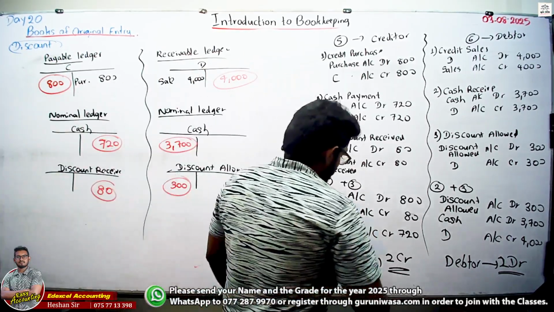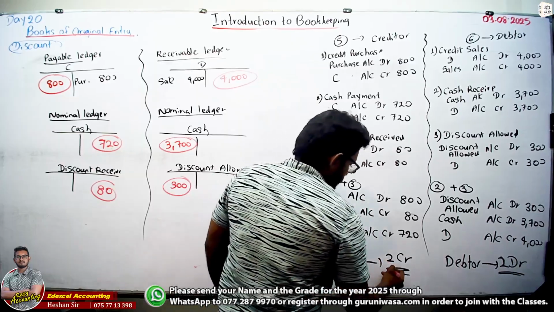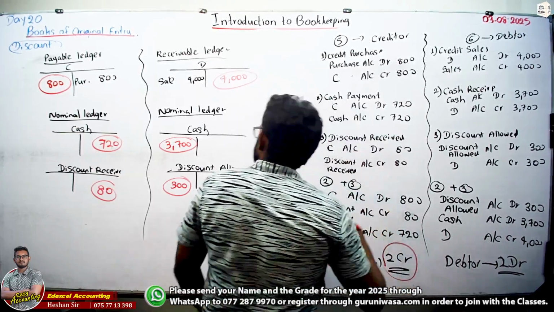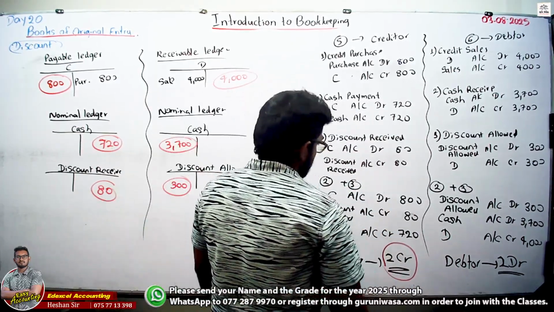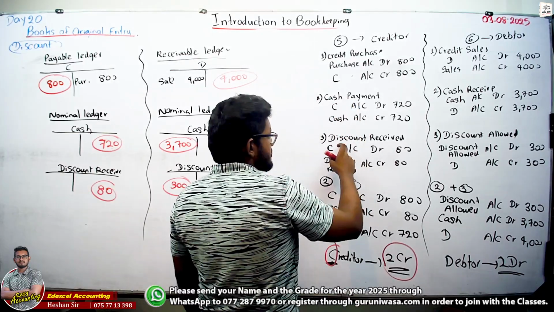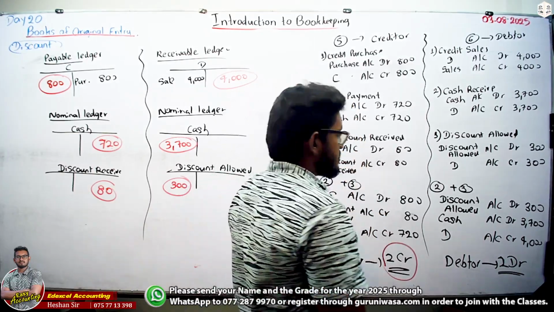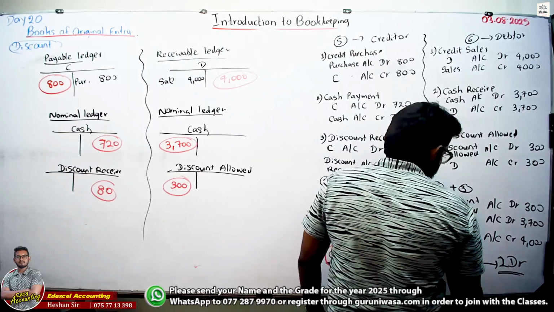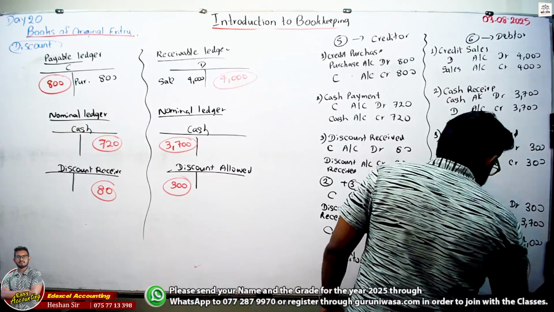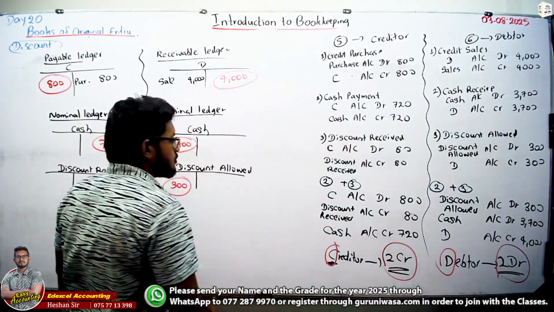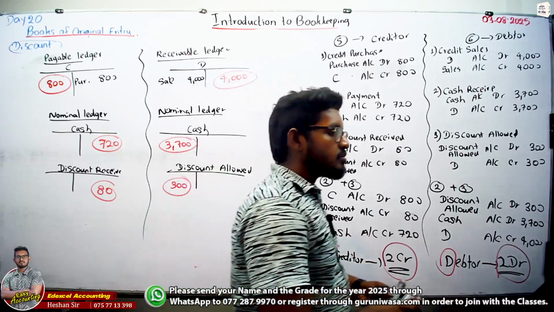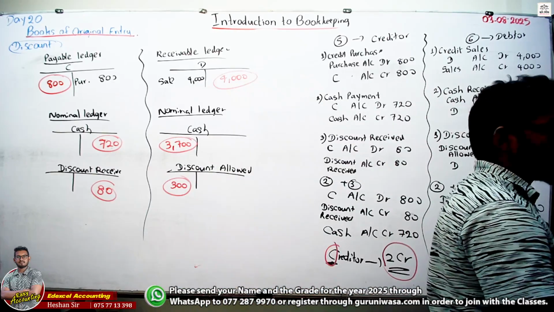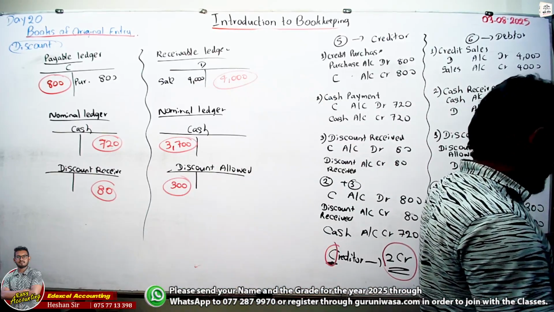That's why if it is creditor, cash paid plus discount received, two credit entries. If it is a debtor, two debit entries, which means cash received plus discount allowed. Easy, clear. Send me a thumbs up, right? Finish it and raise your hands.